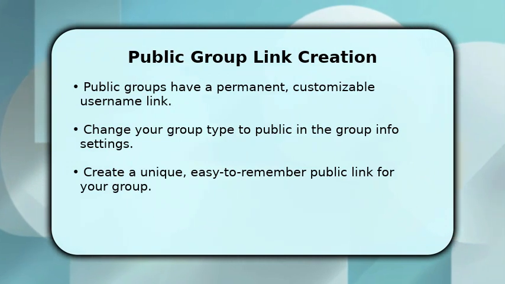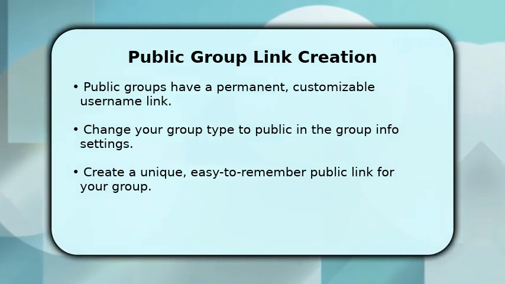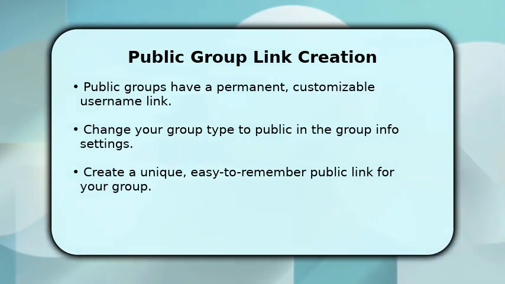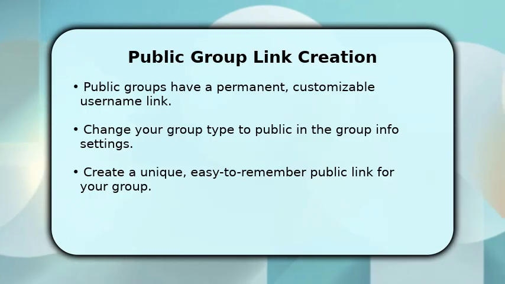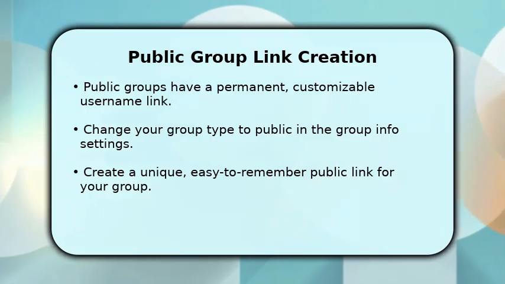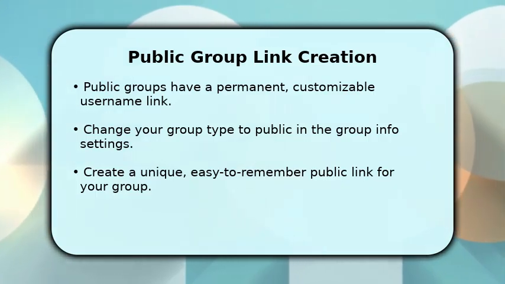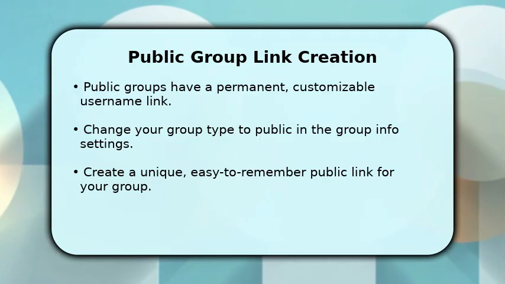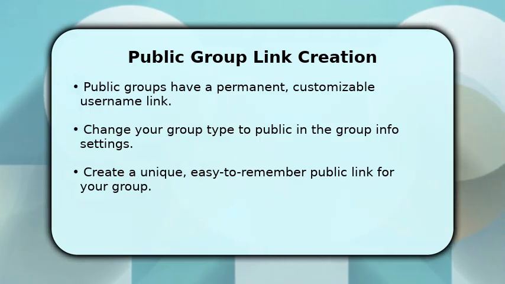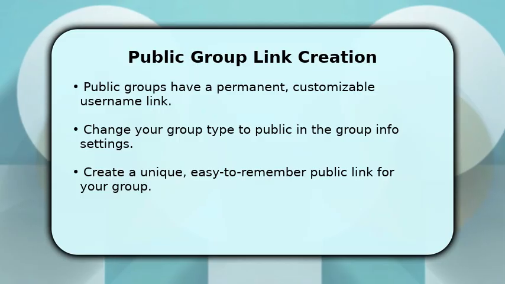From the group info page, tap the Edit button, then select Group Type. Change it from private to public. You'll then see an option to set a public link, which acts as a username for your group. Choose something unique and relevant, as this link will be easily searchable within Telegram. Once set, anyone can find and join your group using this link.